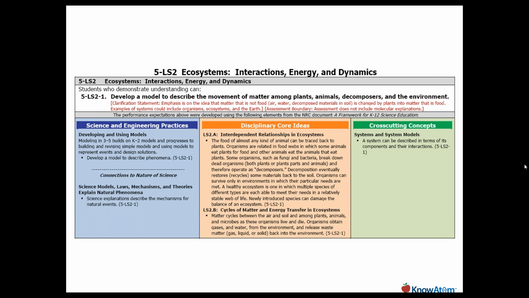I don't mean to beat this to death, but I want to make sure that you understand that these standards are not tasks, they're not curriculum, they're something the curriculum has to be developed from. And so that's why KnowAtom exists. We've been around for 10 years, really following this process, and have gone all in on it because it's good for kids and it's good for teachers.